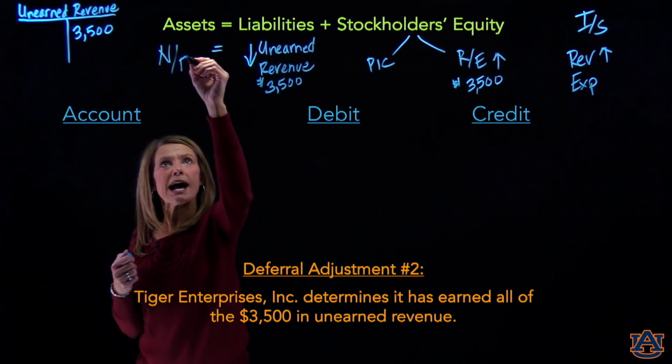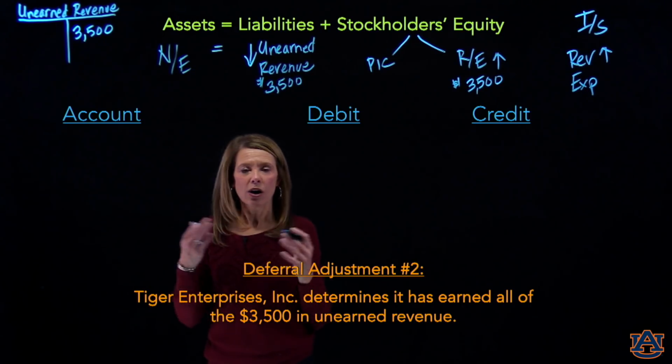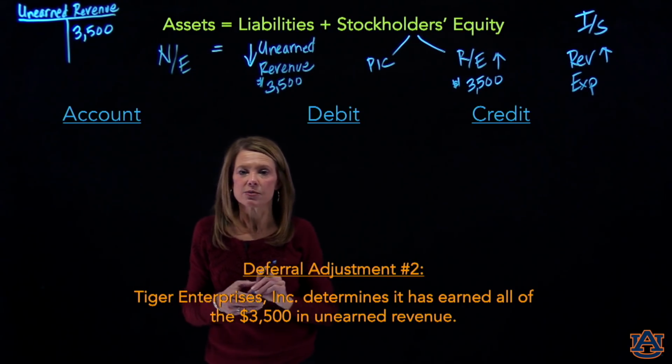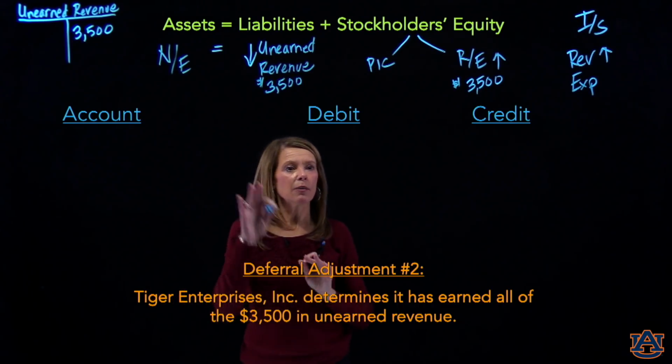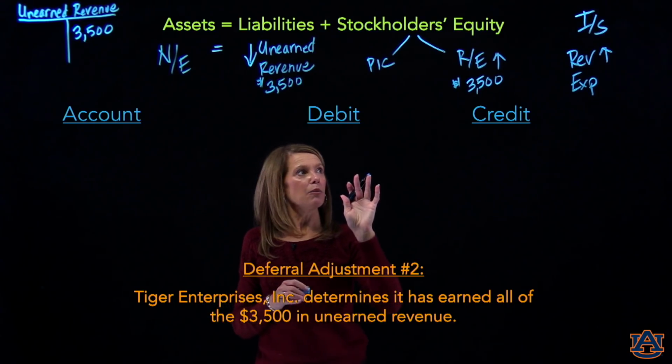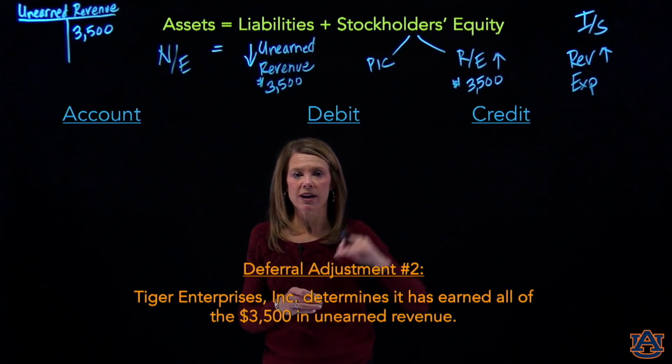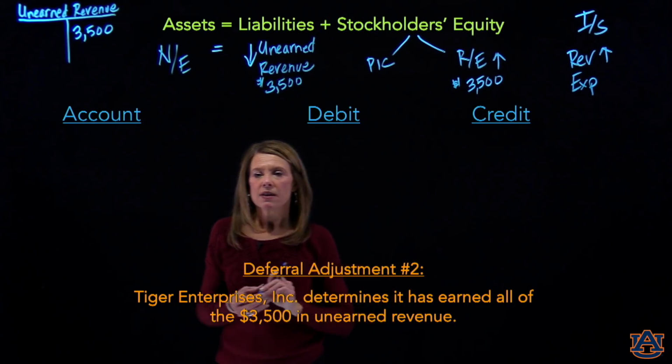So nothing is happening under assets at all. Our resources aren't improving as a result of this adjustment. We simply want to wipe away this obligation that we have on our books and now move that to be recorded revenue according to GAAP.